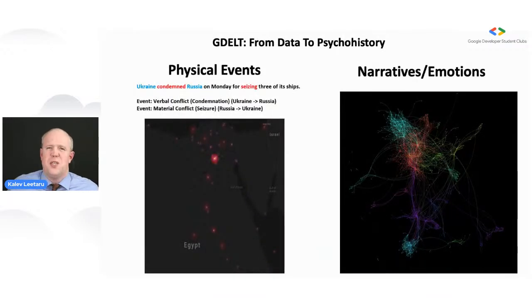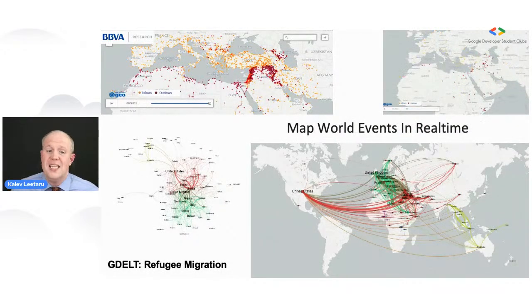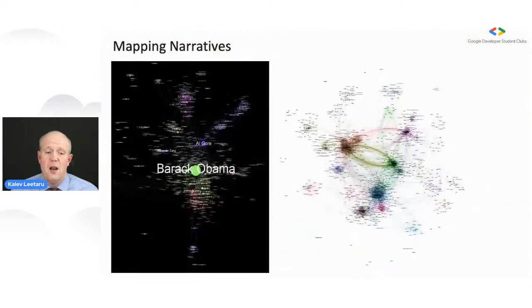So, think about GDELT. We're scooping up the world's news media each day. We're translating it. What can we do with it? We can map physical events. We can map narratives and emotions. We can map world events in real time. And this is actually looking at a news report that something's occurring right here. We see that within minutes, that becomes an entry in our database. And in turn, that becomes an entry in a map and so on and elsewhere.